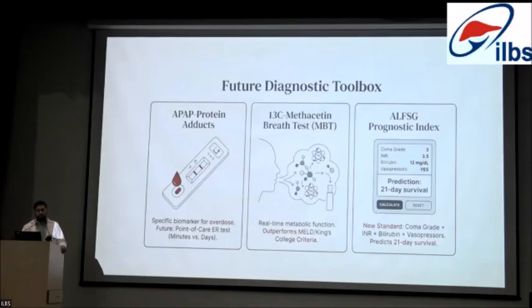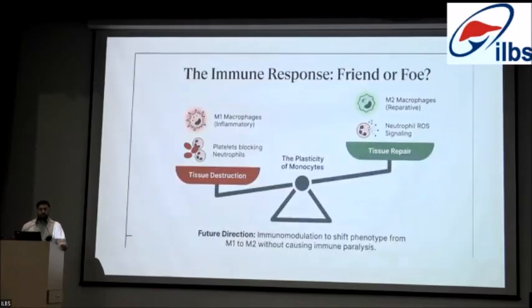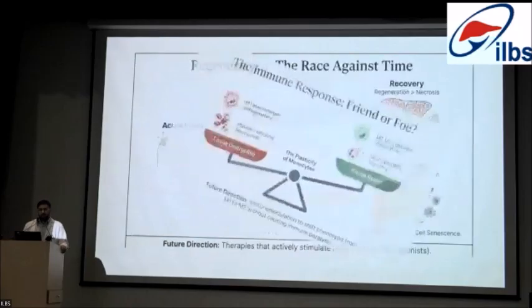It has been shown to reflect real-time metabolic function, but it has not been validated in all cohorts. Then there is the ALF Study Group Prognostic Index, a dynamic score which can predict 21-day survival. So the immune response can be both a friend and a foe. Immunomodulation can be one of the things which can change the game for acute liver failure.